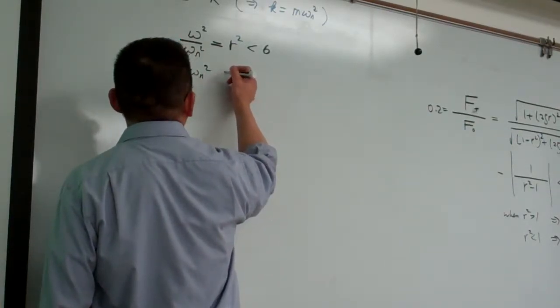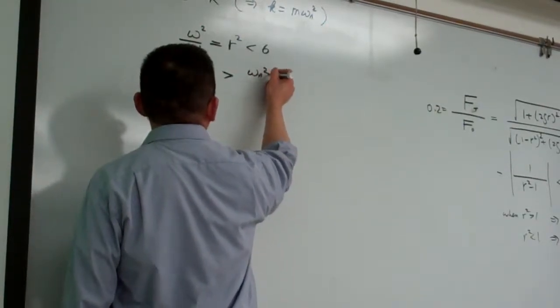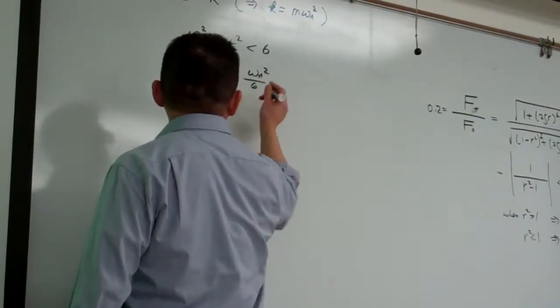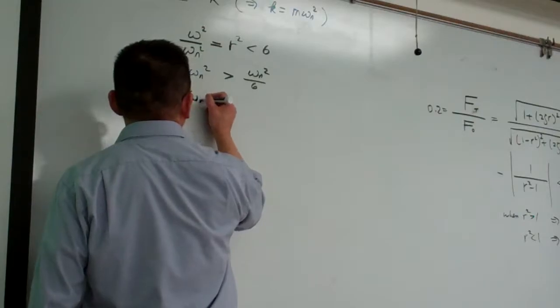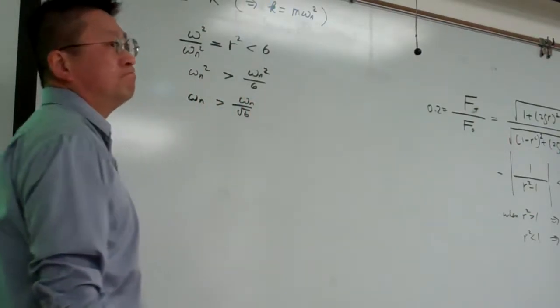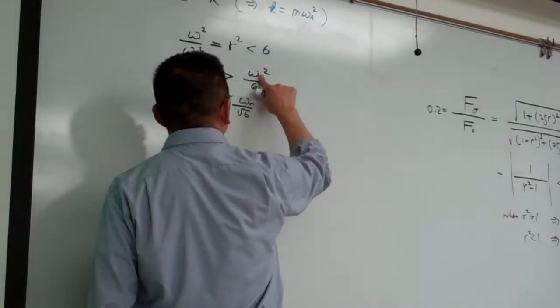How to do it? Omega n squared is larger than omega squared divided by 6. Yeah. Square 6. Okay. Should we just get omega? Omega? Yeah, thank you.